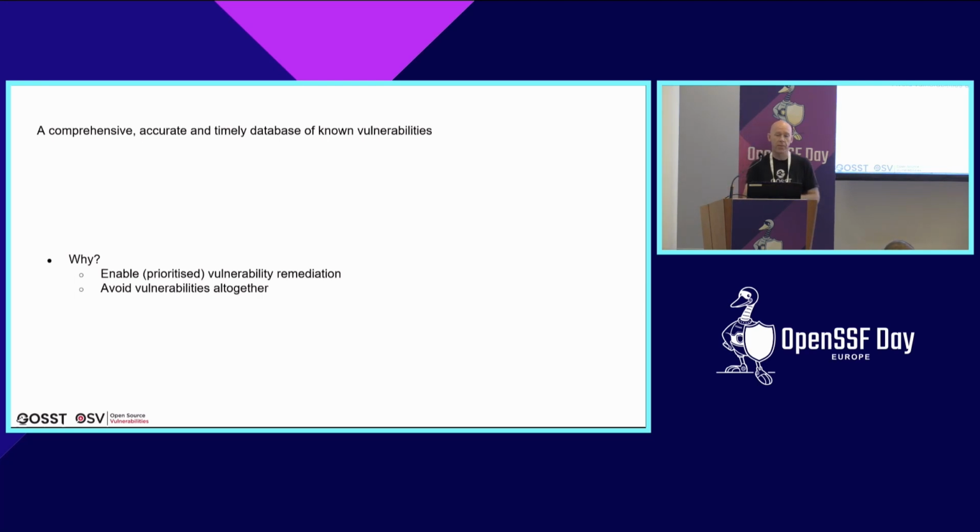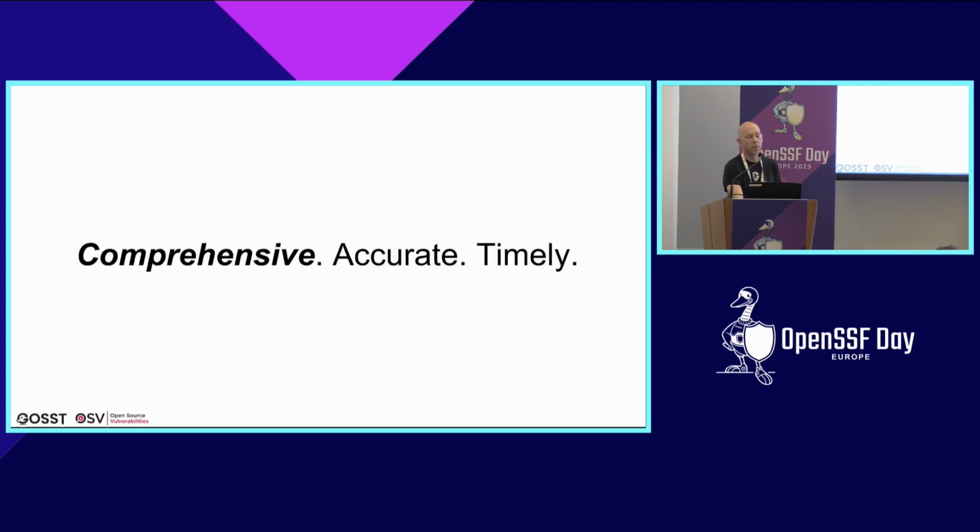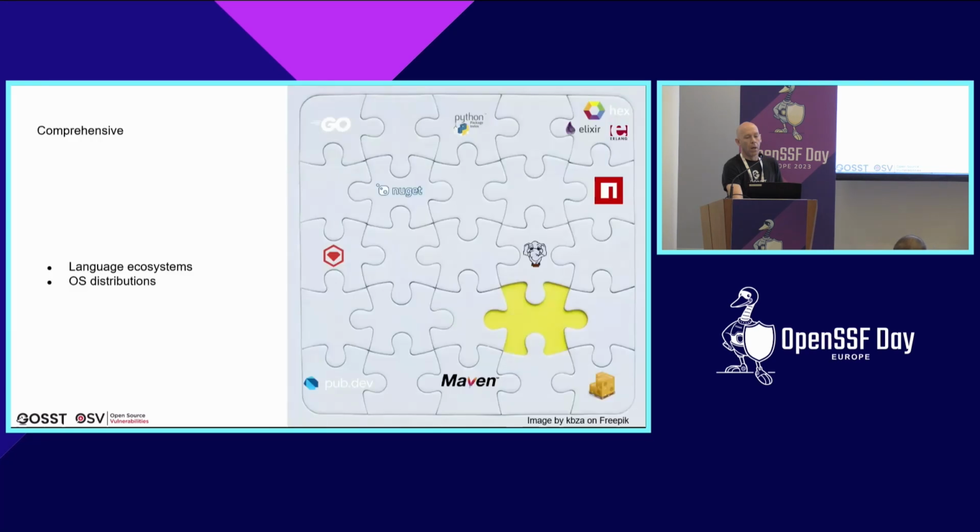And as everything is built on this data foundation, we're seeking to make OSV as confidence-inspiring as possible by providing a comprehensive, accurate, and timely database of known vulnerabilities. So in order to be comprehensive, the database needs to have the vulnerabilities for every open source ecosystem that you're likely to be using. Today, we've got good language coverage and a growing number of OS distributions.